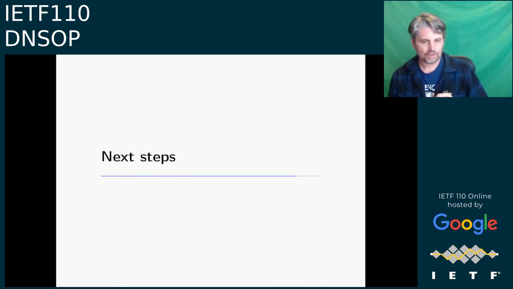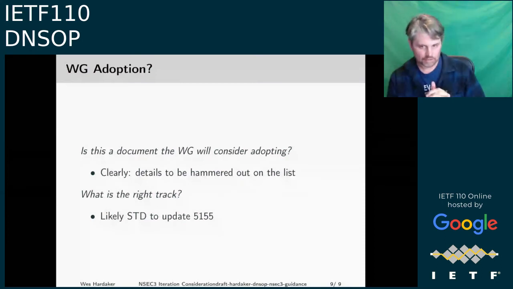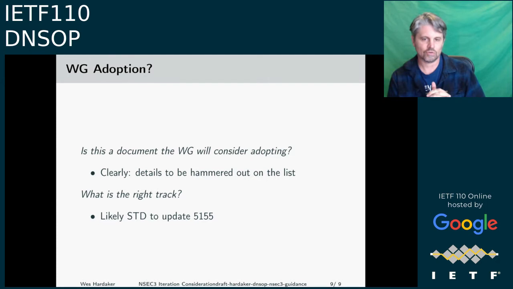So what's next? And this is where the rest of the 15 minutes comes forward. There are really 2 important questions to ask. One is, is this document, or this tasking, something that the working group is going to consider adopting? Clearly, again, the details are going to be hammered out on the list. So whether or not you like SERVFAIL is probably a different question to that of, is this a problem to be solved? And, is this a recognizable problem? And then, of course, what is the right track?